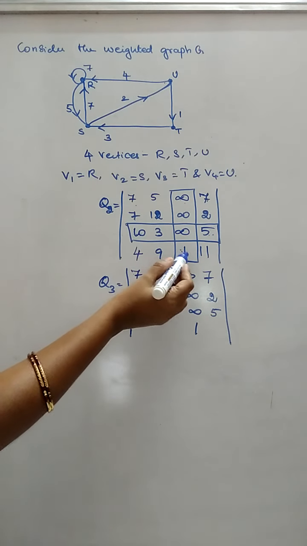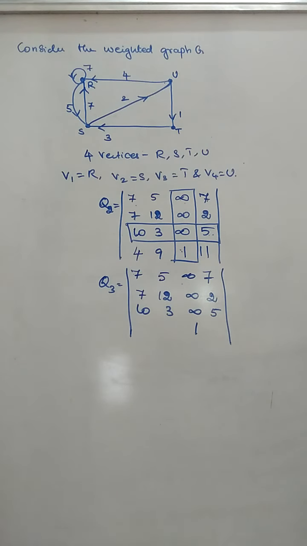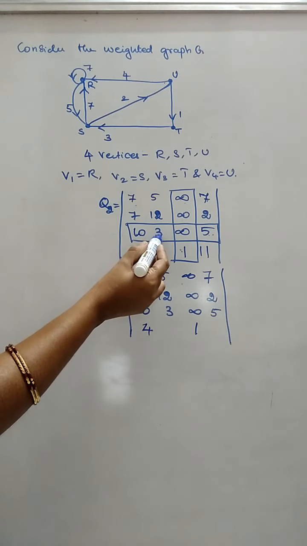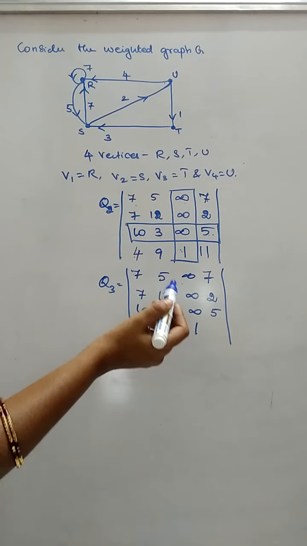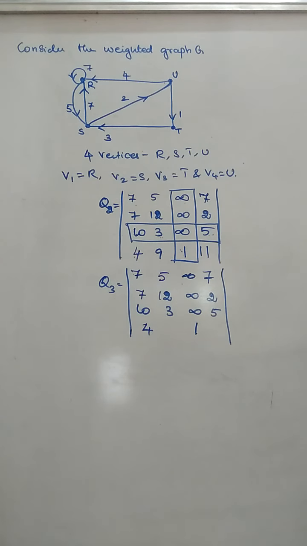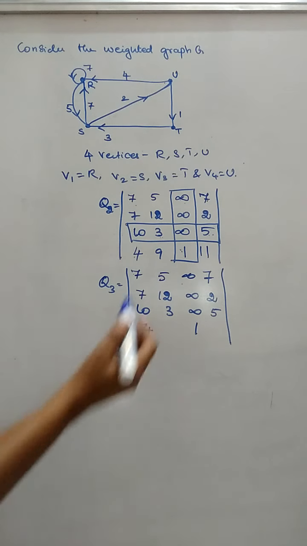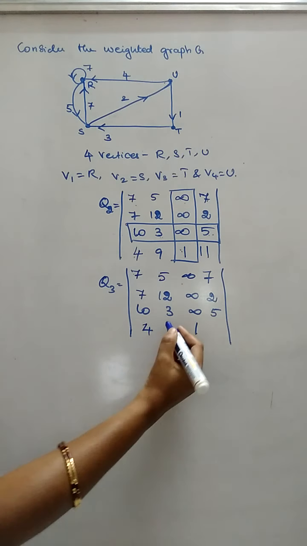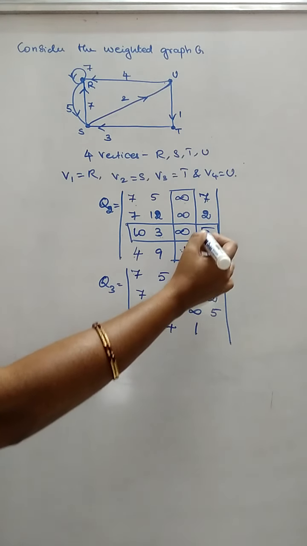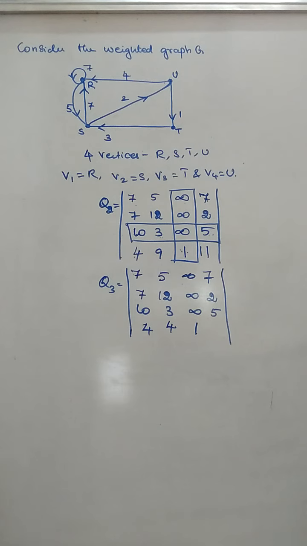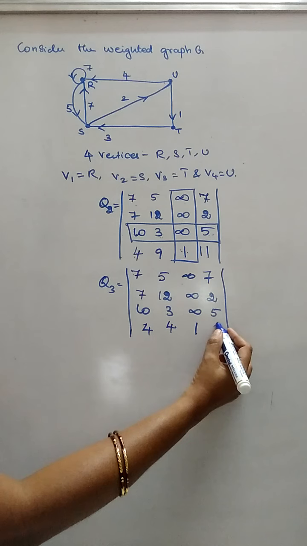Then 10 plus 1, 11, right? So 11 will be compared with the 4. 4 is the minimum one. We can write 4 here. Then actually what we are going to do here, 3 plus 1 we will get 4, right? So 4 will be compared with the 9. So the minimum one is 4. So you can write it here. Then 1 plus 5, 6. 6 will be compared with 11. So the minimum one is 6.